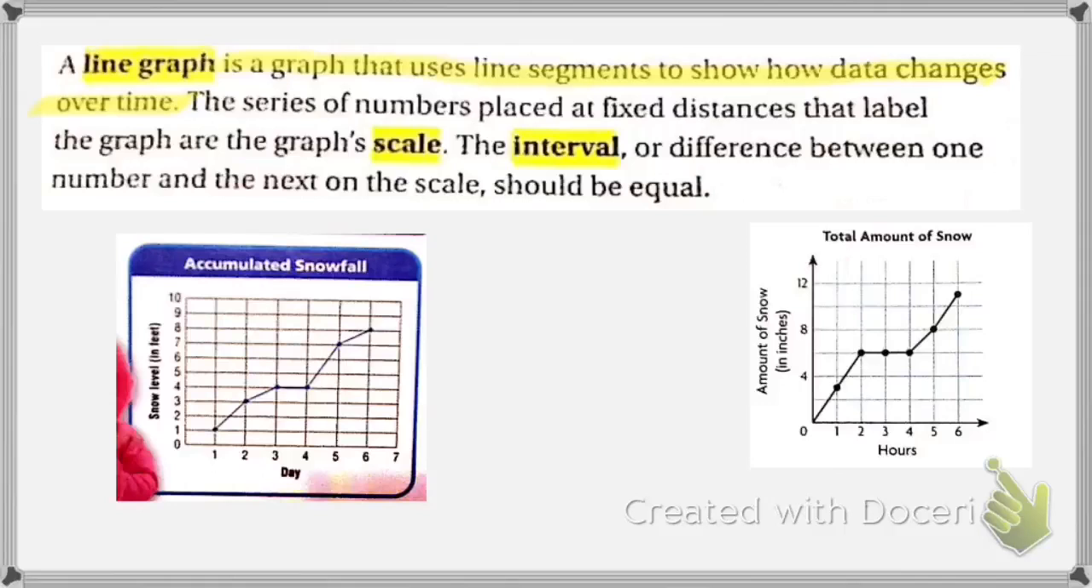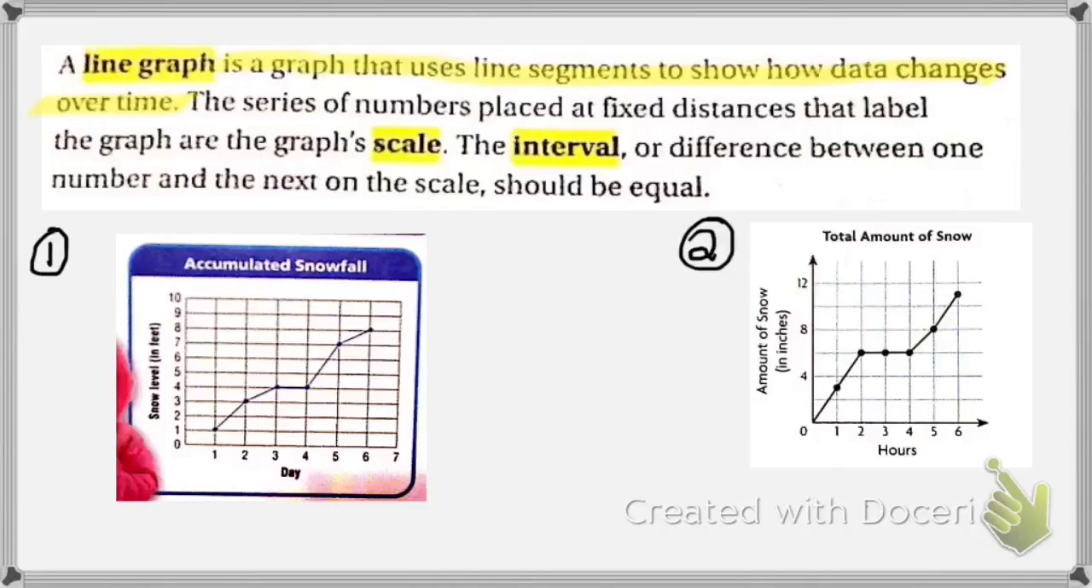Down here we have two examples of line graphs. Let's take a look at graph number 1 first. All line graphs have to have a title that goes on top of the graph. Graph number 1's title is Accumulated Snowfall. The title tells you what the graph is about, so obviously this graph is going to be about snowfall that accumulated or fell and built up on the ground.